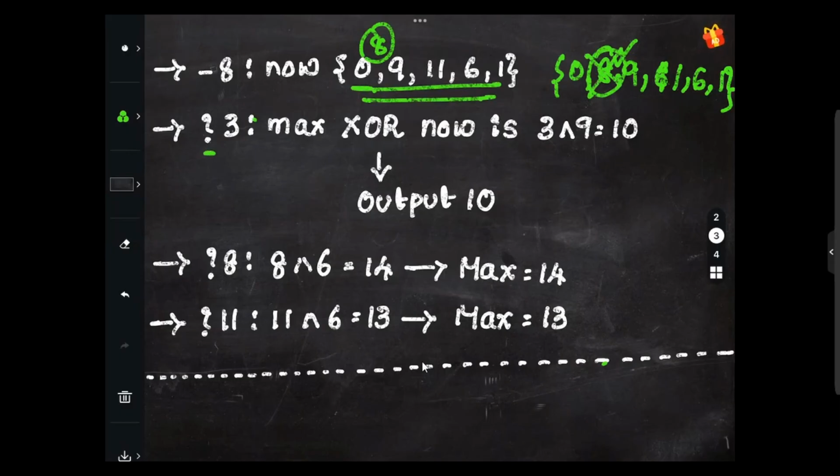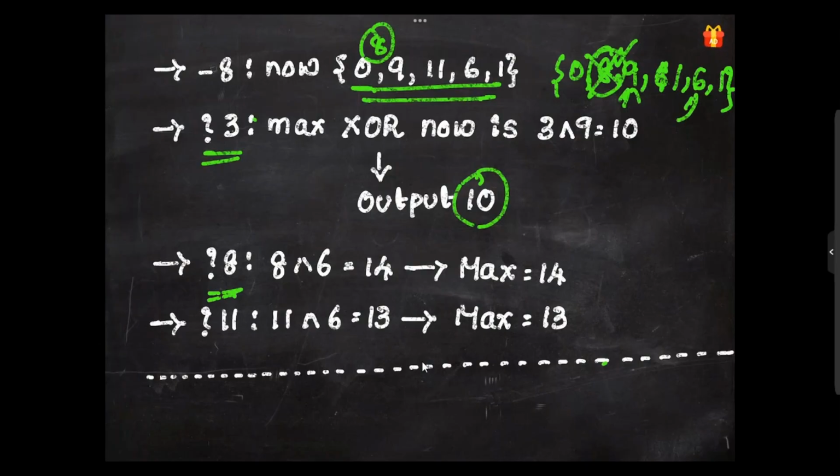Here we have question mark 3 again. So max XOR with 3: first one 3 XOR 9, this will be 10. So the output is 10. Now we have question mark 8, this one 8 XOR 6, and the maximum we have is 14. Finally question mark 11, 11 XOR 6, again we will get the maximum 13.